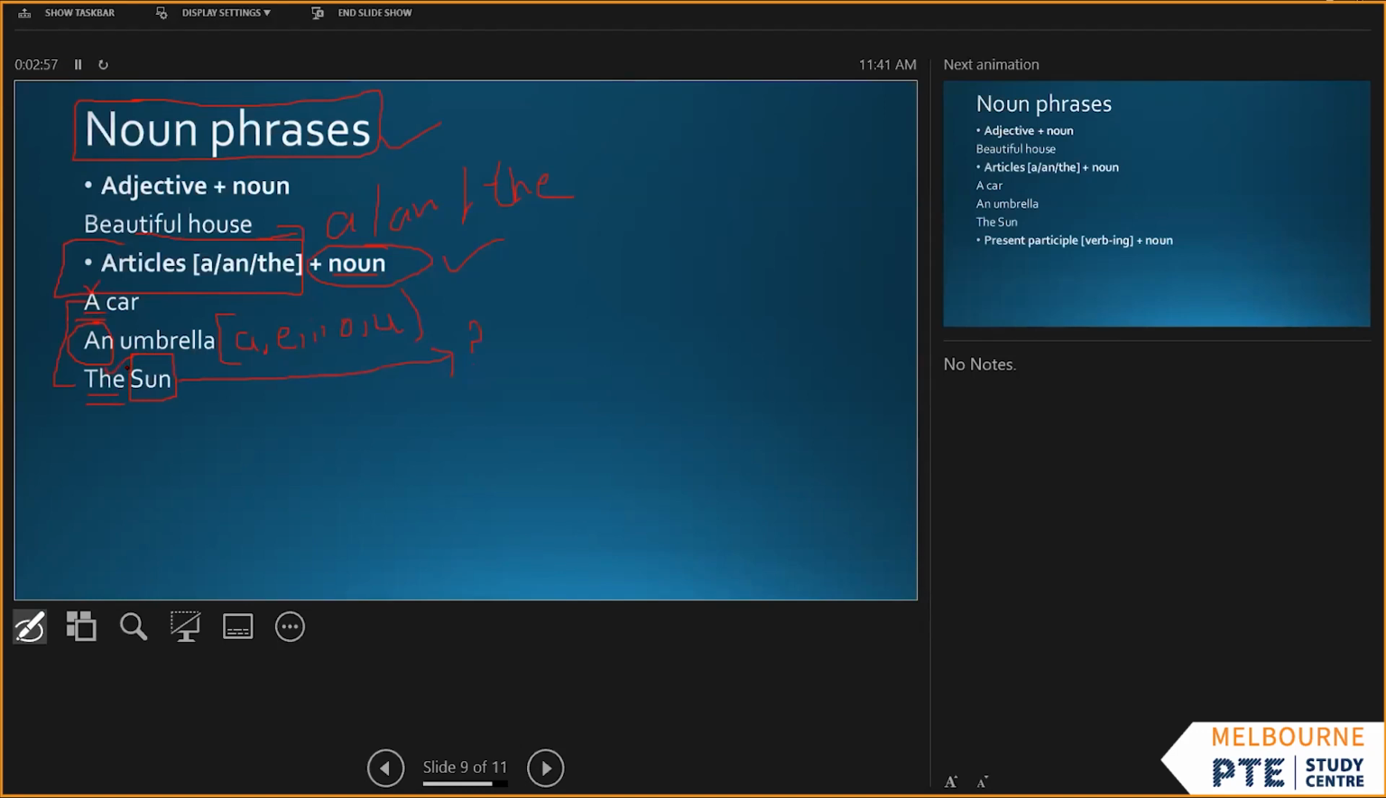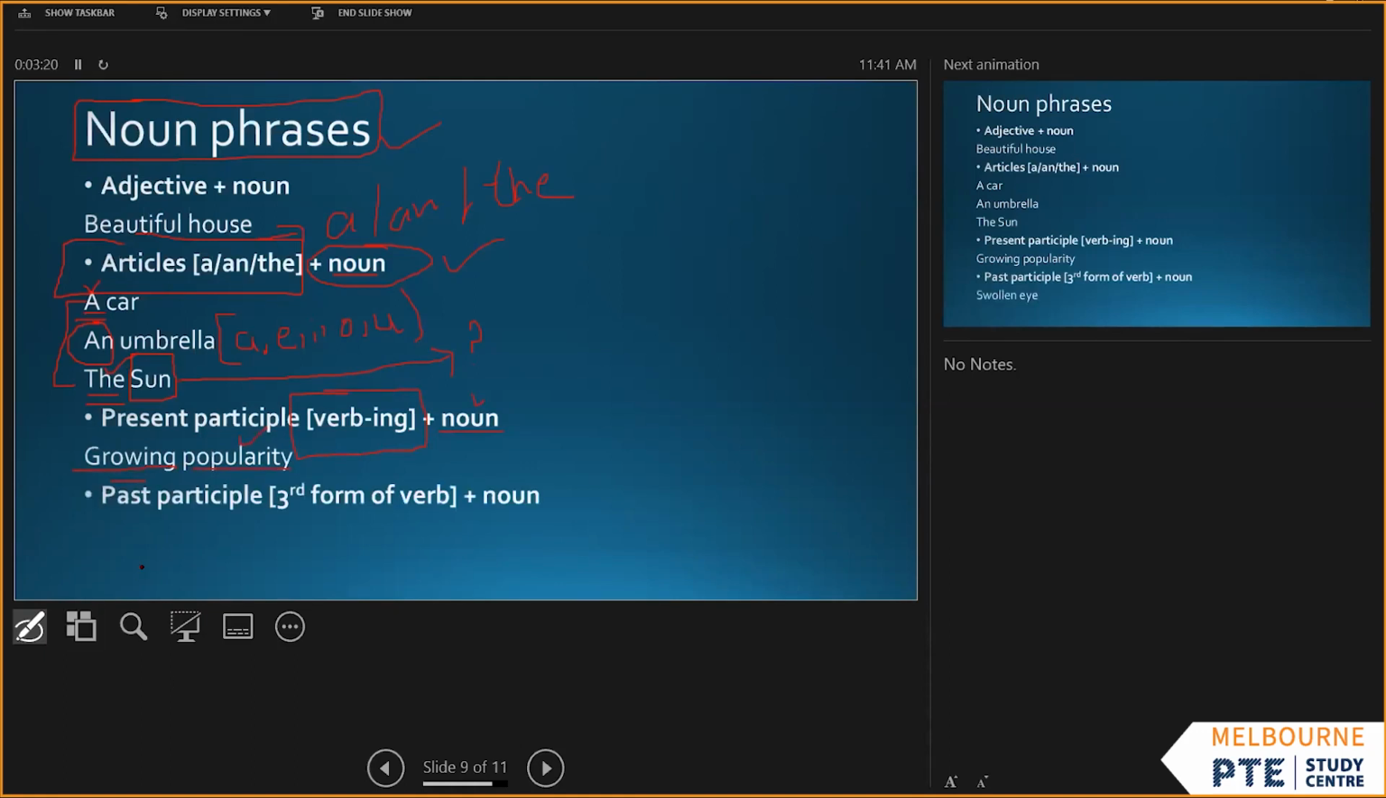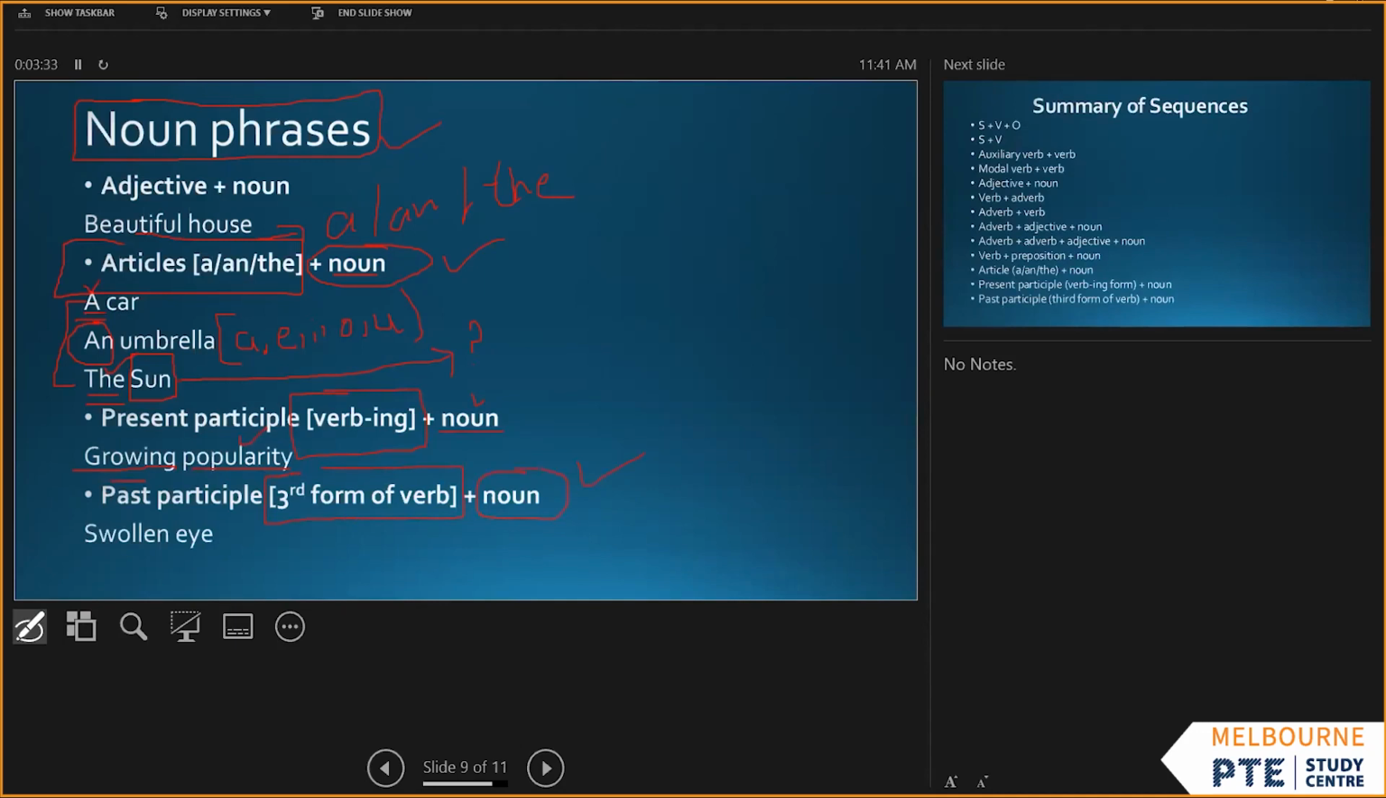Last couple of things in here. Present participle is what? It is your verb in ing form and can be used with a noun. For example, growing popularity. Now, past participle. This last one is not that common. Past participle is third form of verb and can be accompanied with your respective noun. So an example of it would be swollen. All right, guys. Go through these noun phrases, and if any questions, any confusions, please ask.